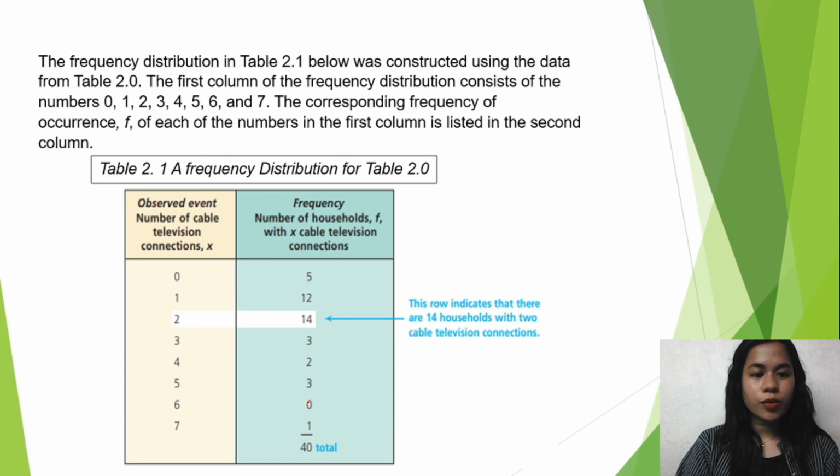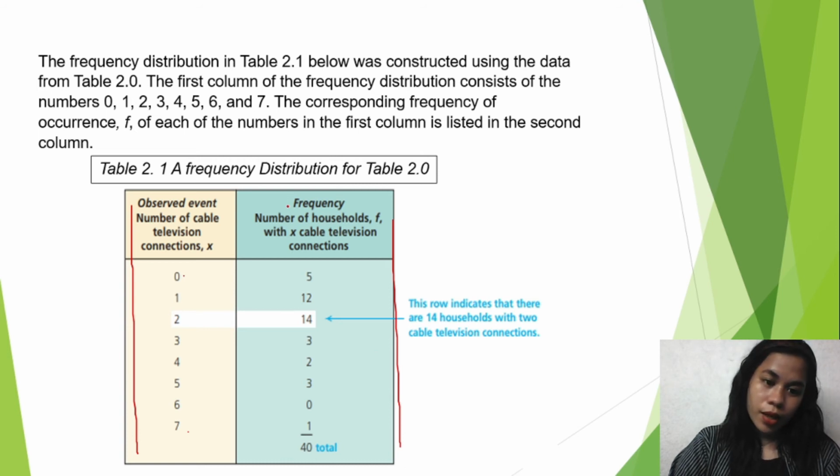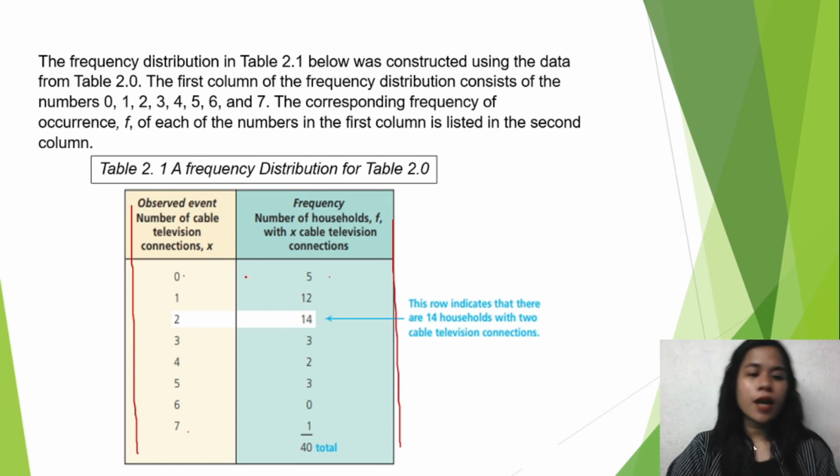So, let us now construct a frequency distribution for Table 2.2. In this Table 2.1, which was constructed using Table 2.2, the first column consists of the number of cable television connections. So, we have 0 to 7. And the second column consists of the number of households with X cable television connections. So for 0, it has 5 households.